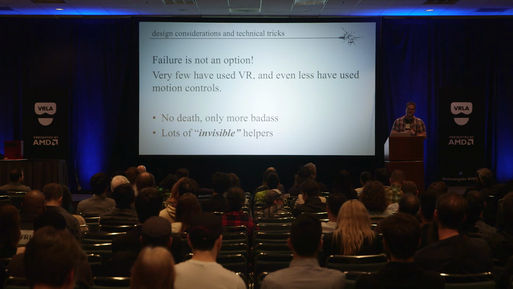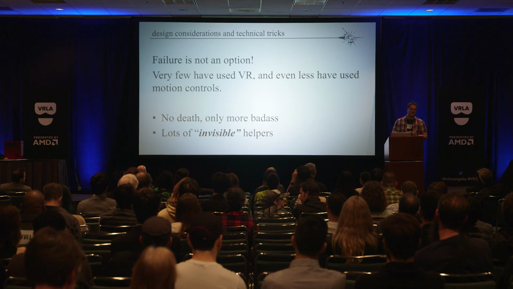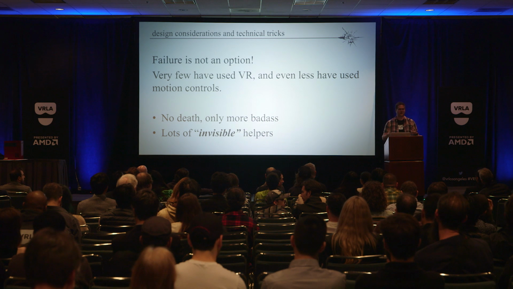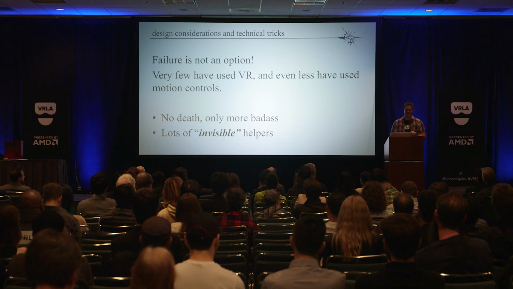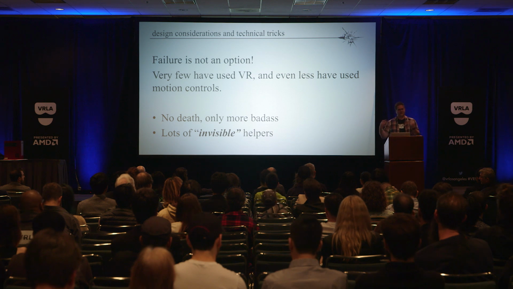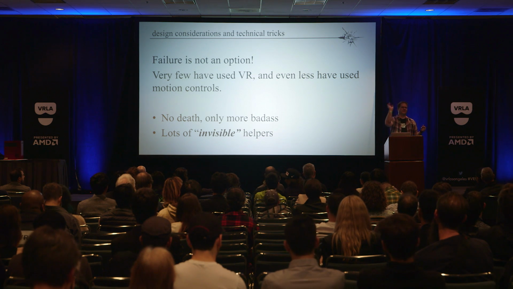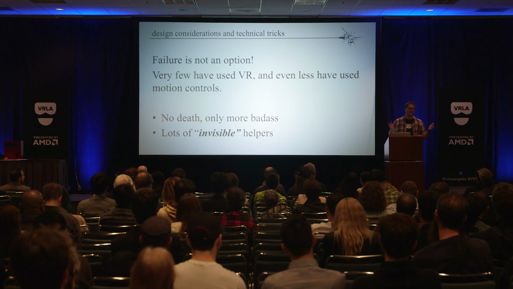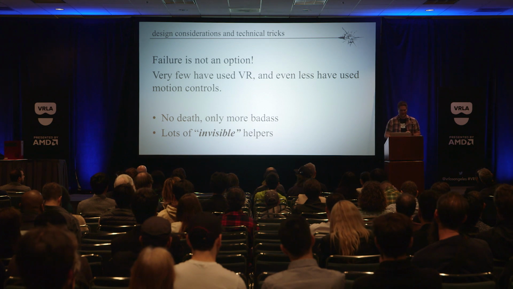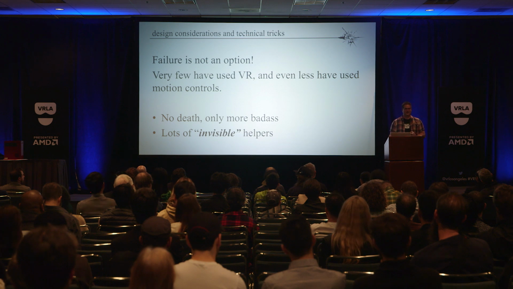So we added lots of invisible helpers to make people feel more badass. The first one was the grip, so that people could grab stuff out of the air and do a lot of cool tricks, like gun juggling. But we also noticed that people felt really good when they threw a rocket or a grenade from way far and actually hit the guy on the head, or threw their pistol and it connected with the enemy. So we added lots of invisible helpers.